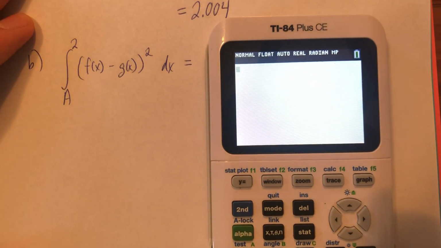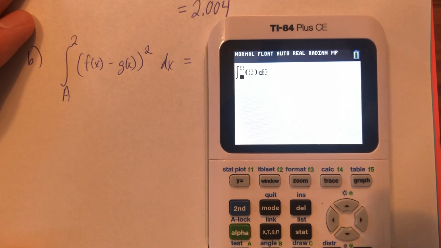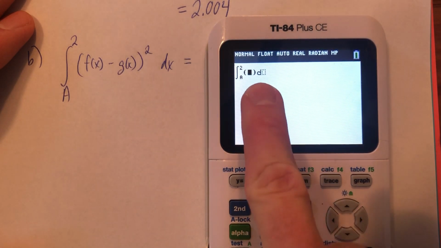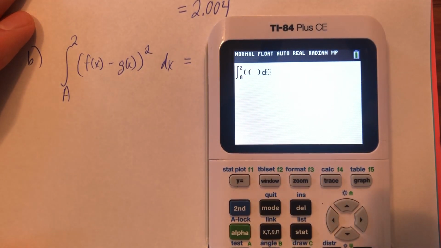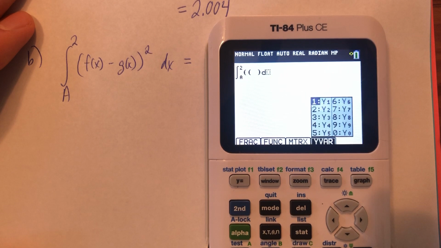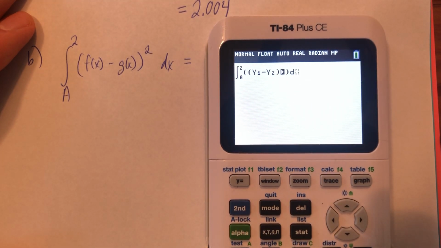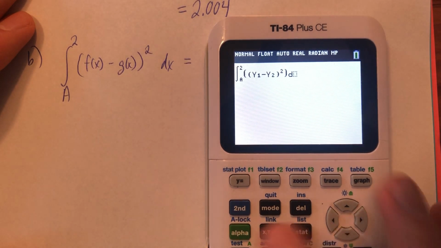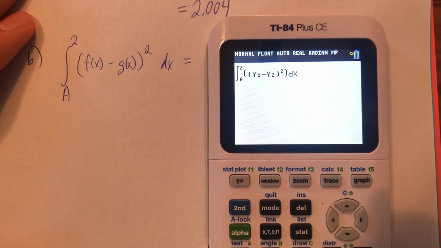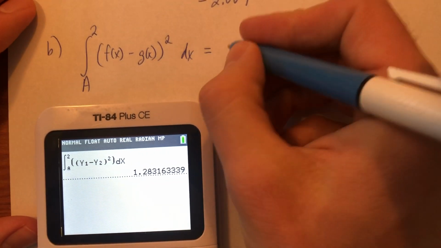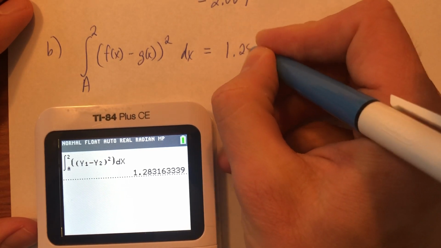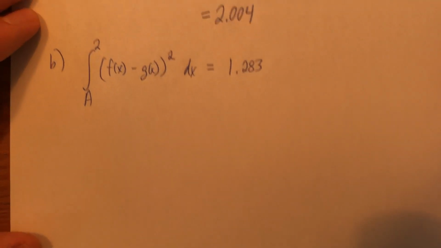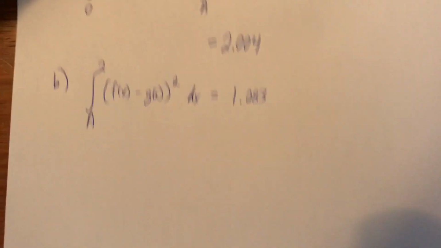So now I'll type it in my calculator. So math 9 from A to 2 of, now I can't squeeze the squared outside of the automatic parentheses, so I'll have to do it like this. So y1 minus y2, we'll square that, dx, 1.283. Now what does that represent? We have just built a building.